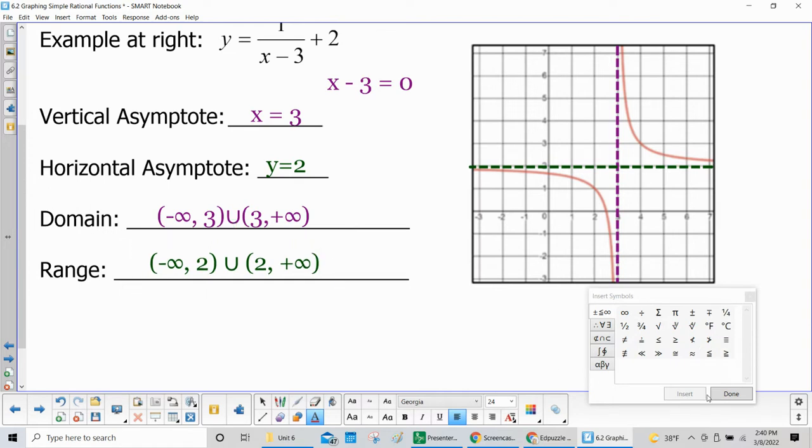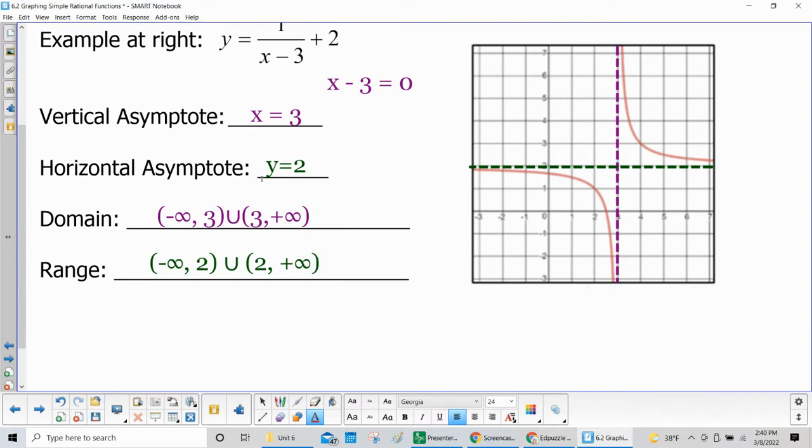And that's how we write our domain and range. We use those asymptotes, those two numbers here kind of affect our domain and range. The x asymptote, or the vertical asymptote, affects the domain. The horizontal asymptote affects the range.